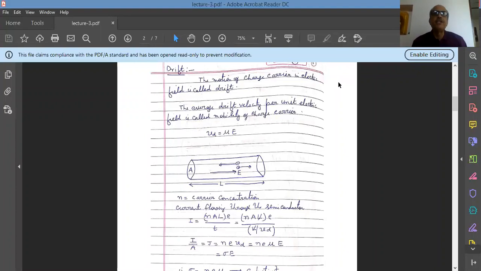The one sentence definition of drift is: the motion of charge carriers in the presence of an electric field is called drift motion. Suppose you are given a piece of metal. You all know that there are free electrons moving here and there inside the metal. If you find the total initial average velocity of all these electrons, it will come out to be zero, because they are randomly moving. So the average velocity will be equal to zero.